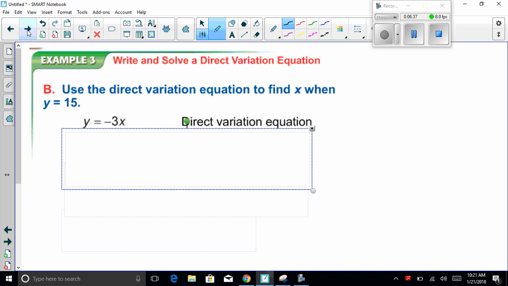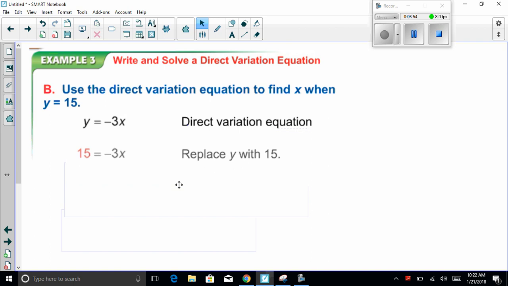All right, now we're going to use that direct variation that we just found to find x when y equals 15. So our new direct variation is y equals -3x. They just told us that y equals 15. So we're going to plug in a 15 for y. So now we have 15 equals -3x. All right, again, we're solving for x, so we need to divide both sides by that -3.